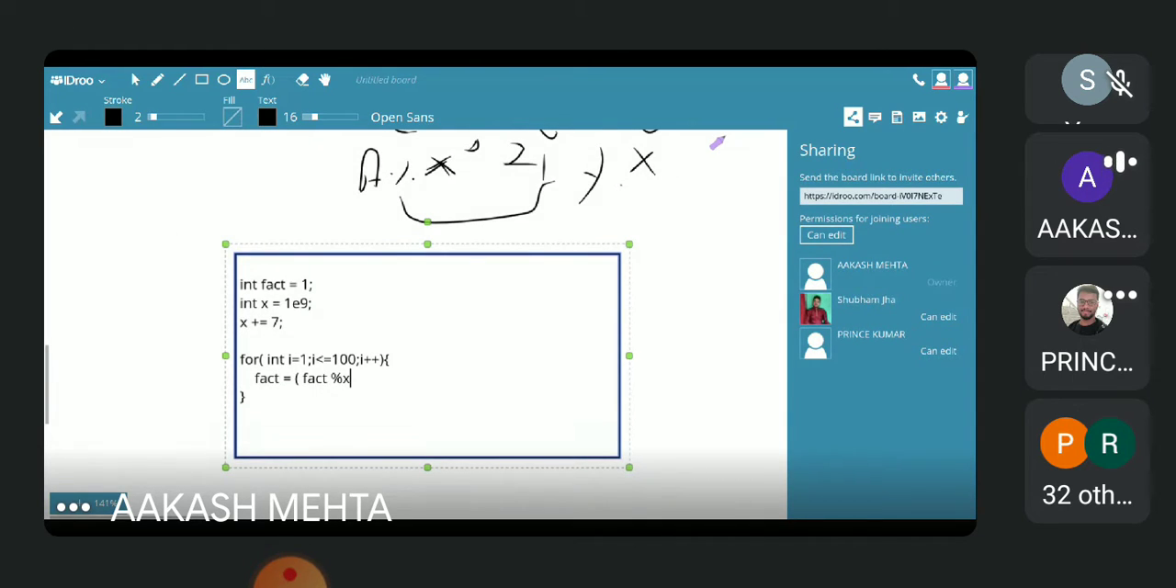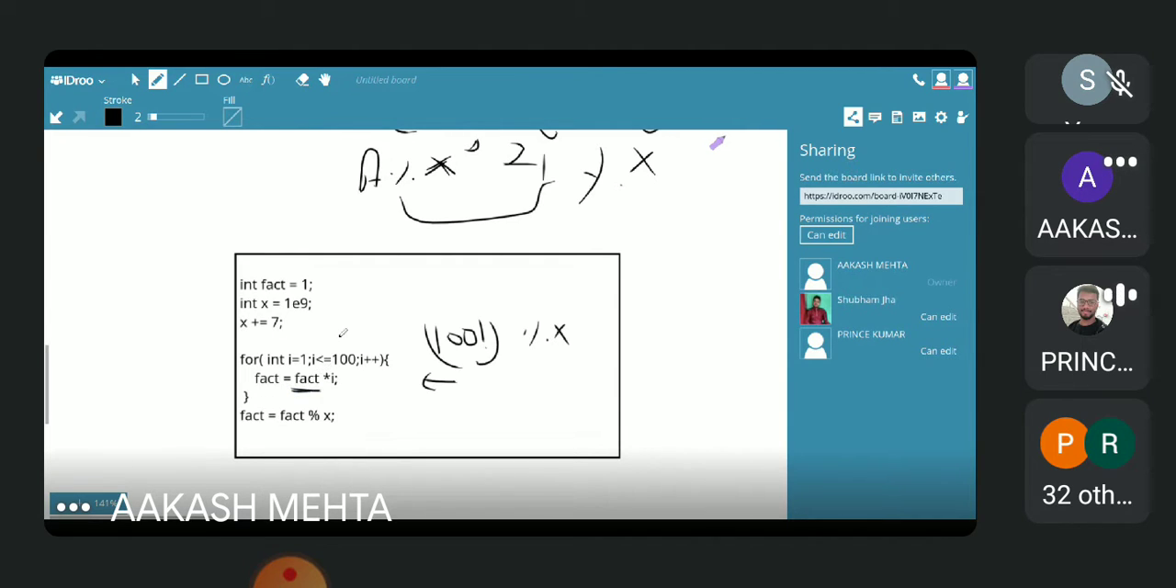So this into i modulo x and whole modulo x. So continuously taking the modulo operator on the product will help us achieve 100 factorial modulo x. If we had been doing something like calculating fact into i, and then in the end taking fact equals fact modulo x, that would be the wrong result.